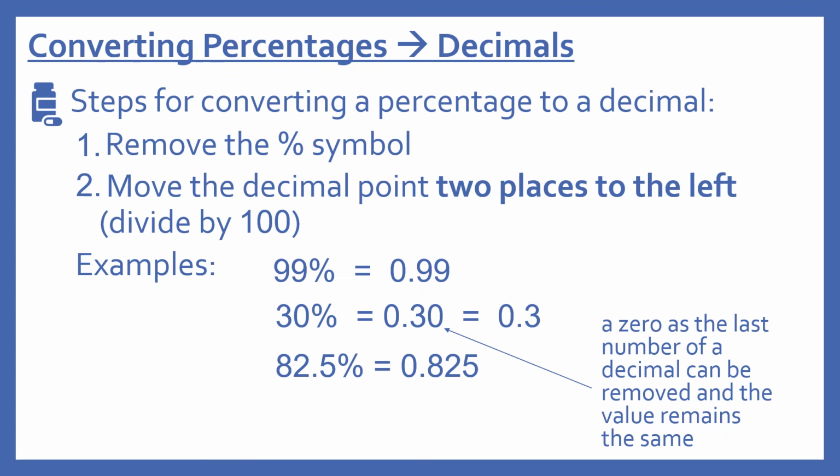Okay, now we'll look at it the other way, converting percentages to decimals. First we're going to remove the percent symbol, and then we'll move the decimal point 2 places to the left. So here we're dividing by 100. So 99% would be 0.99. 30% would be 0.30, but since we have the 0 on the end of the decimal, we can drop that, so it's 0.3. And 82.5% would be 0.825.